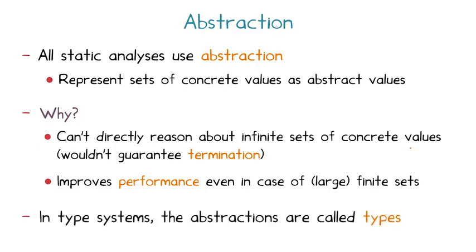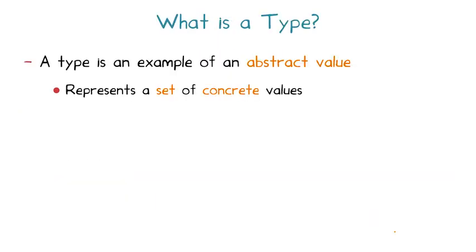The abstractions used in type systems are the types themselves. Each type represents a large, possibly infinite, set of concrete values. By abstracting away these large sets, we enable ourselves to reason about the values based on properties they have in common. A type is an example of what is known as an abstract value, in that it represents a set of concrete values.